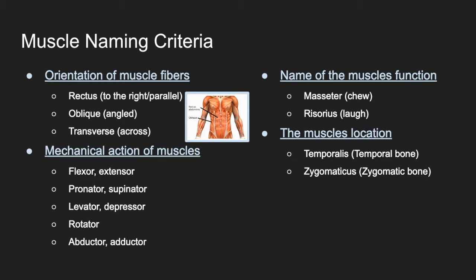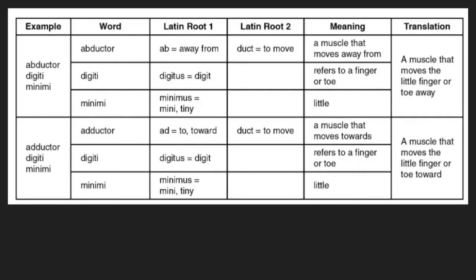And then the muscle location, finally. These are a couple of them that really make sense. The temporalis muscle that you've already learned about this year is on the temporal bone, and the zygomaticus is on the zygomatic bone. Here are some other things that are helpful as far as Latin roots. Like why abductor means to go away from the body: ab means away, duct means to move. So a muscle that moves away from, and digiti means a digit or a finger.